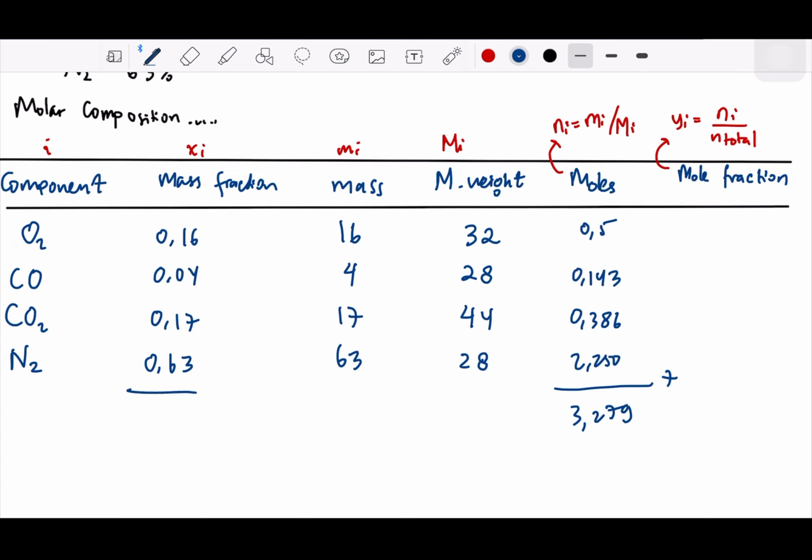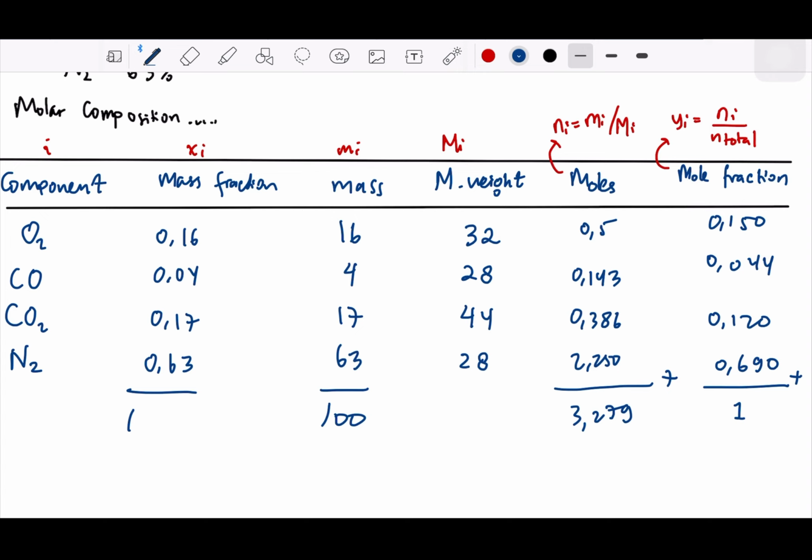Oh, I forgot to add. This should be 1. This should be 100. And then we can calculate the fraction for the mole. So each one will be divided by the total moles. So it will be 0.150, 0.044, in which we need to make sure that the sum is also 1. Okay, I think I will stop after here.